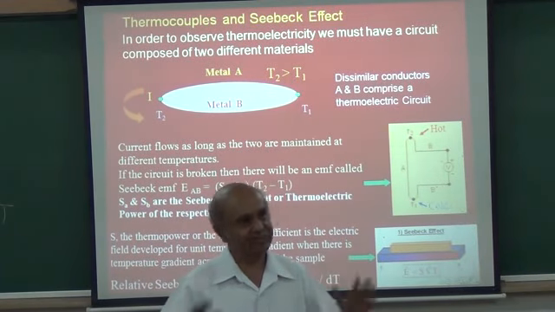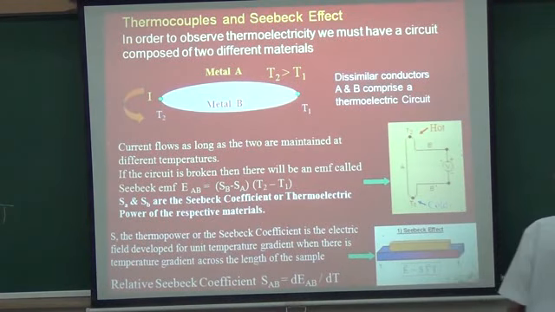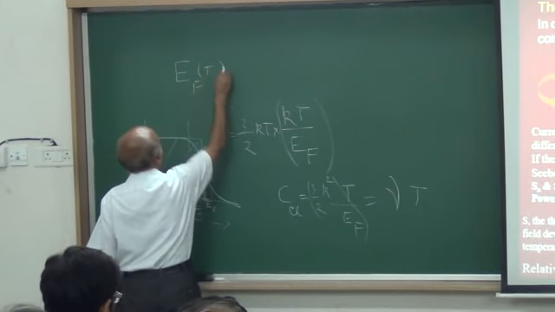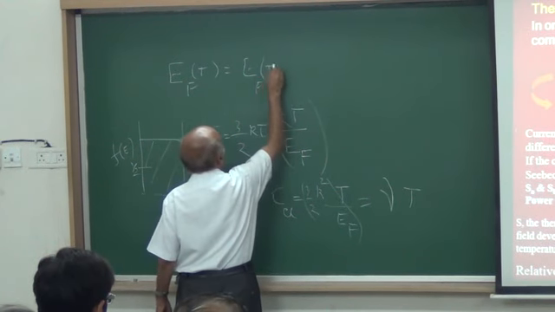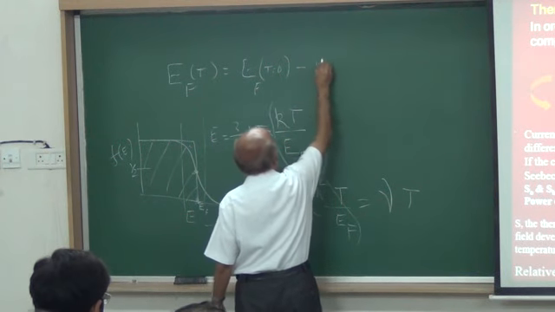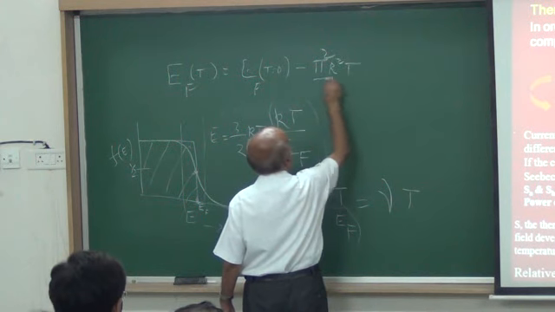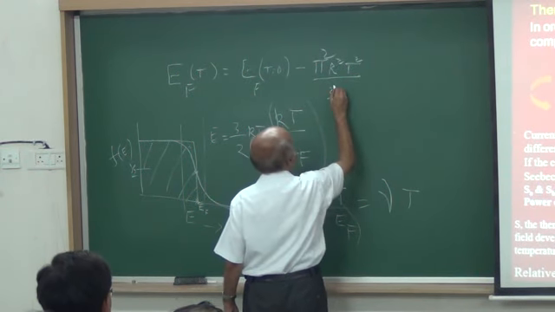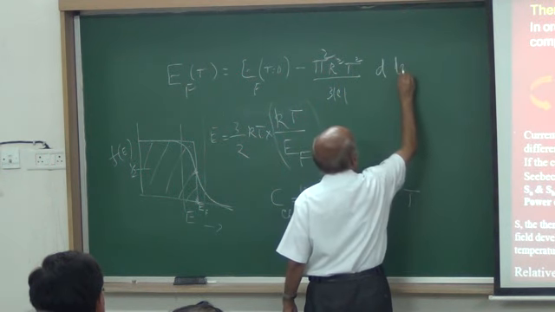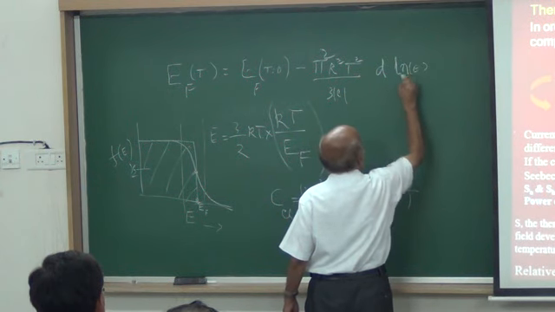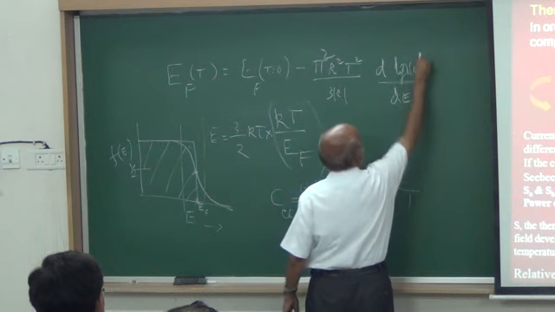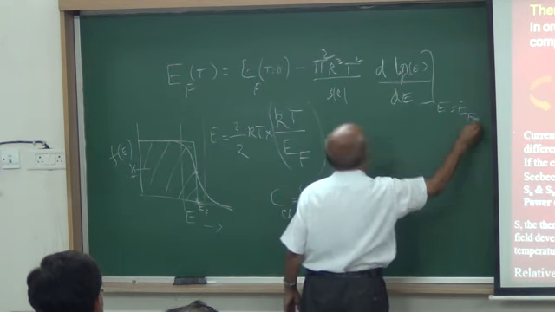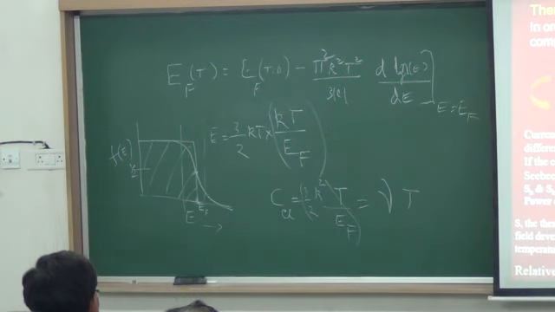What happens? Please remember, this is the Fermi energy at any temperature T, and this is the Fermi energy at T equal to 0. This is a very fundamental equation. This is something which we prove. The Fermi energy is not constant with respect to temperature. The Fermi energy shifts slightly down with respect to energy as you go to higher temperatures.